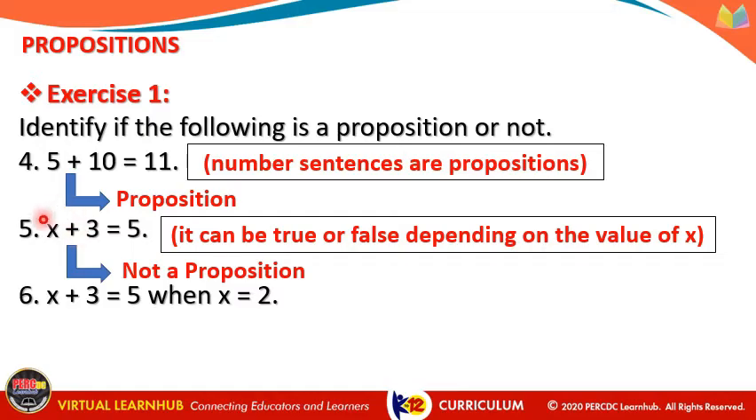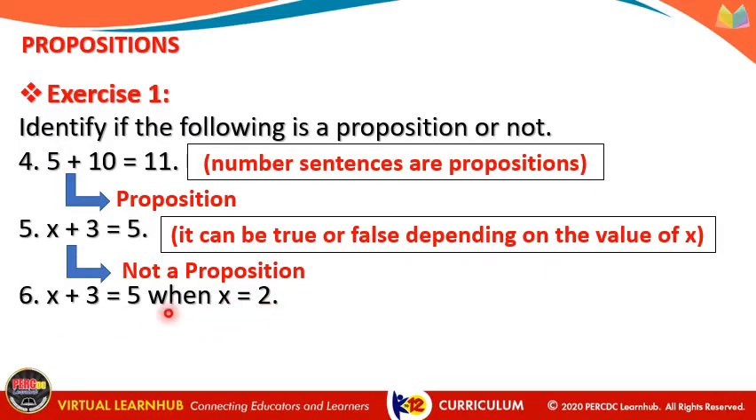If you encountered an equation, take note, that is not a proposition because it can be true or false, depending on the value of x. So that is not how a proposition should be. What about the sixth one? x plus 3 is equal to 5 when x is 2. Yes, we have an equation. However, it was specified what the value of x is.